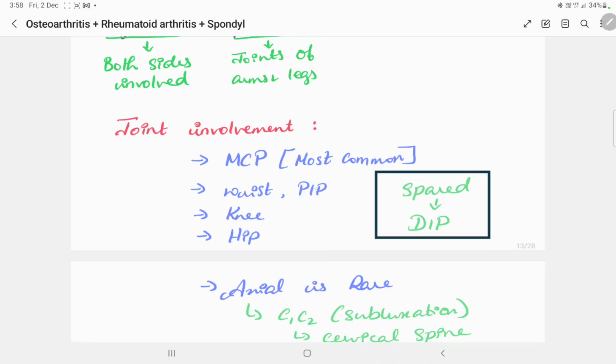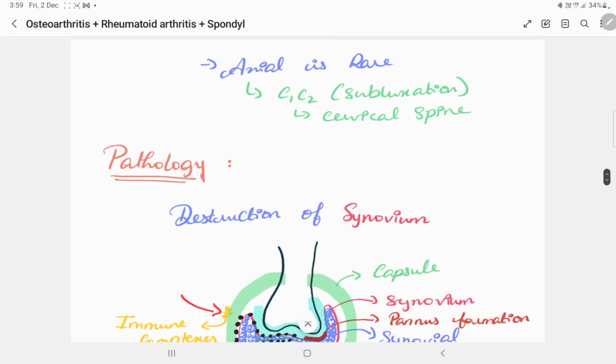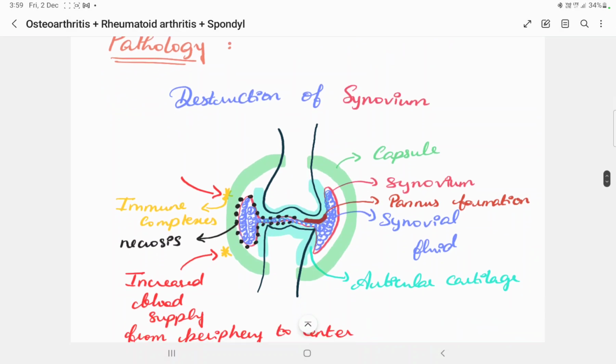Apart from this, what are the other joints that are involved? The wrist, the proximal interphalangeal joint, knee joint, hip joint. These are the most commonly involved joints. Sometimes the axial region might also be involved, though it's very rare, which is the C1, C2 subluxation, the cervical spine. Coming to the pathology.